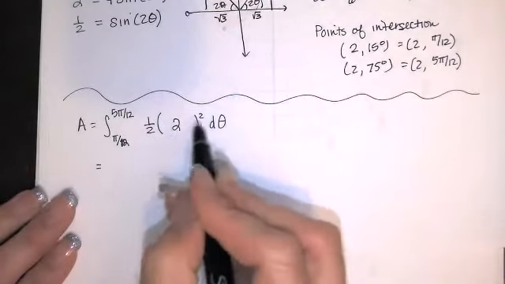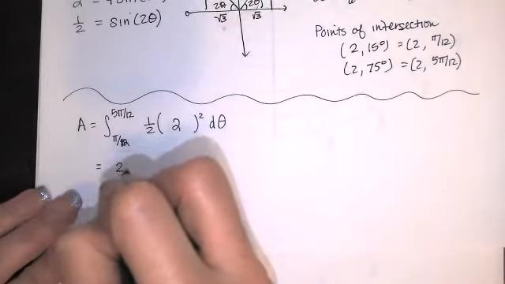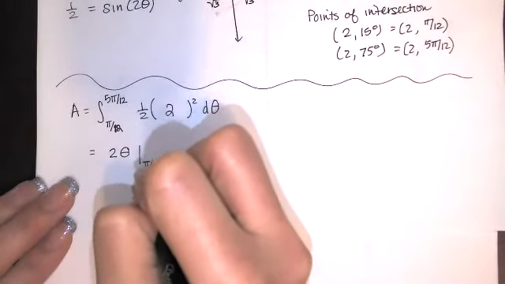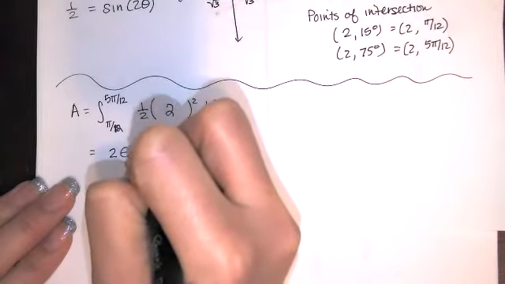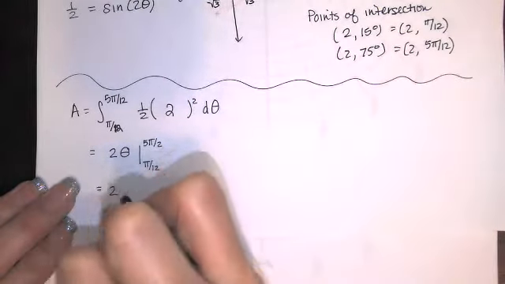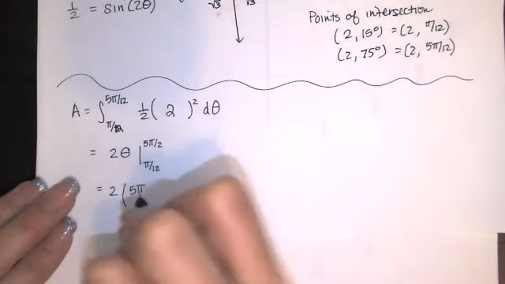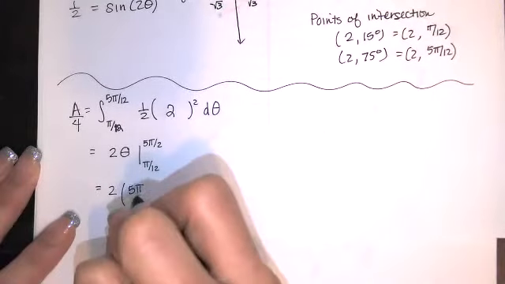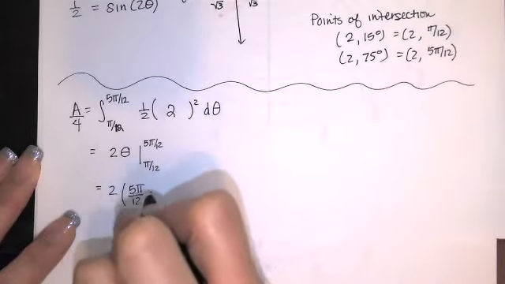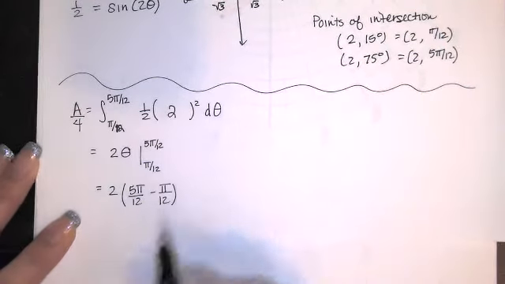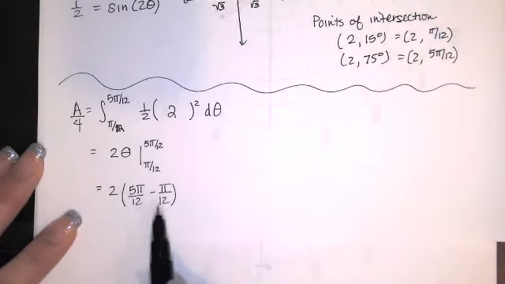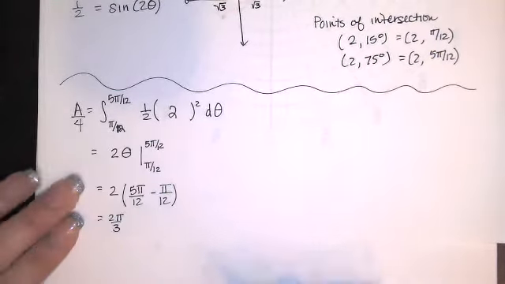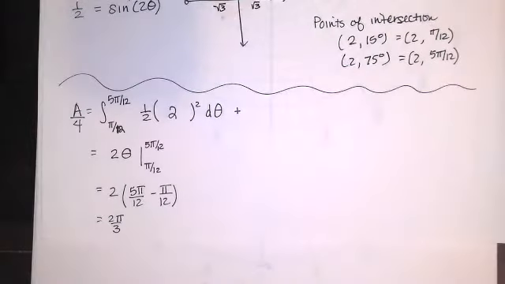So half of 4 is, of course, 2. An antiderivative of 2 with respect to theta is 2 times theta. And we get this. We have 2 times 5 pi over 12, minus pi over 12. This is actually a fourth of the whole total area. That's 4 pi over 12, which is the same as pi over 3, times 2. So that's 2 pi over 3. Okay.